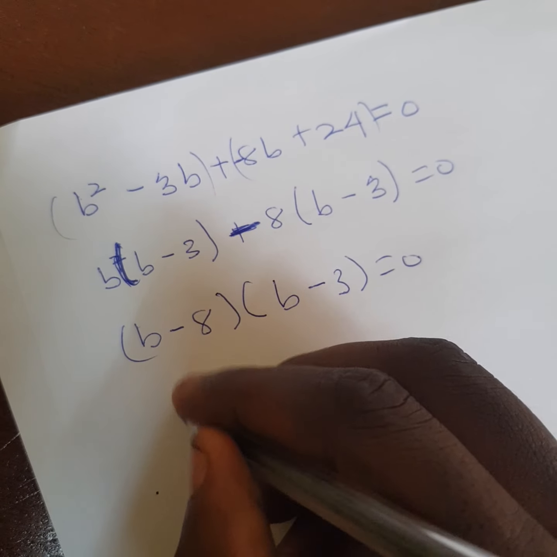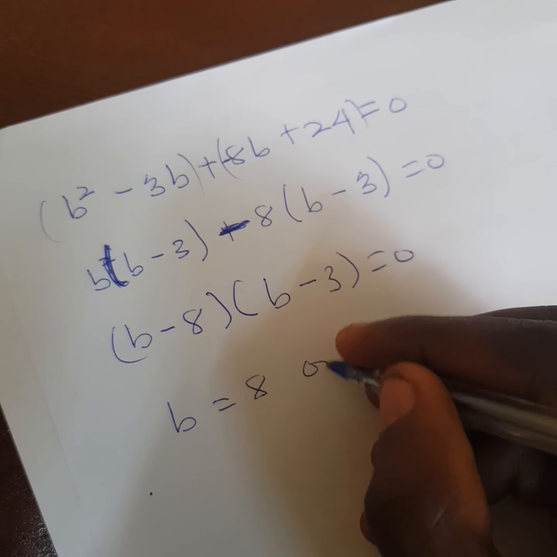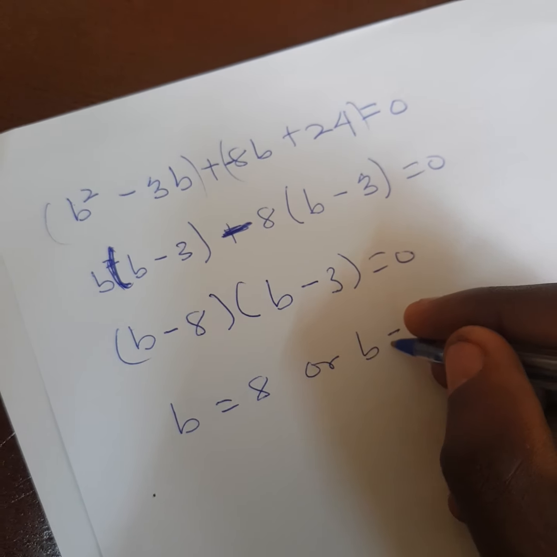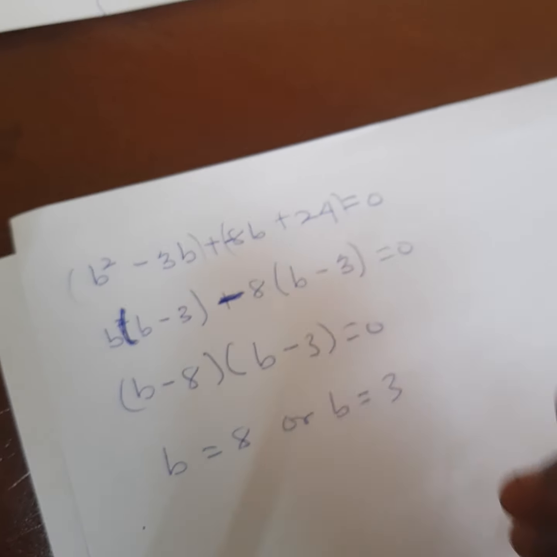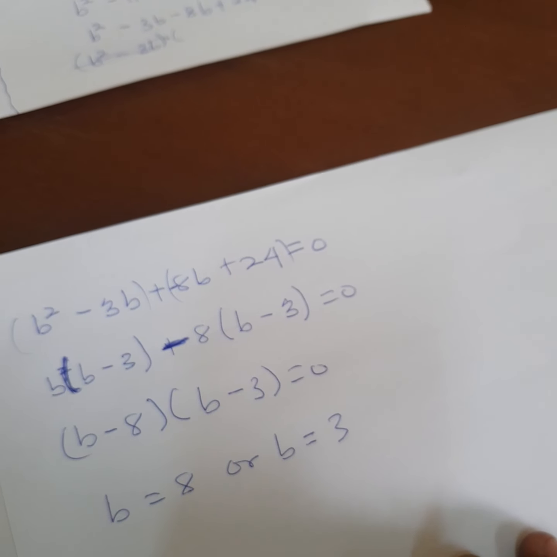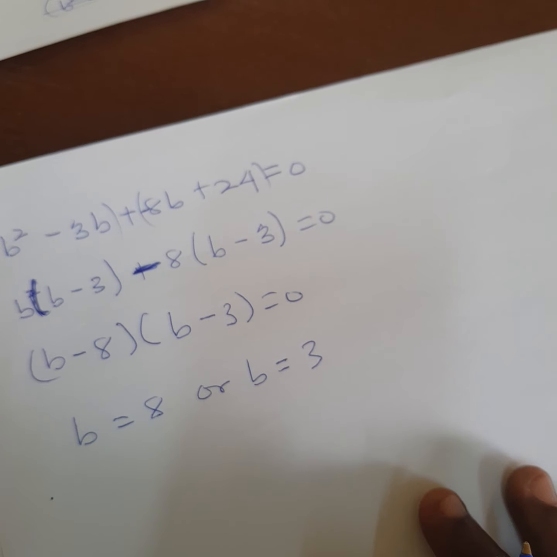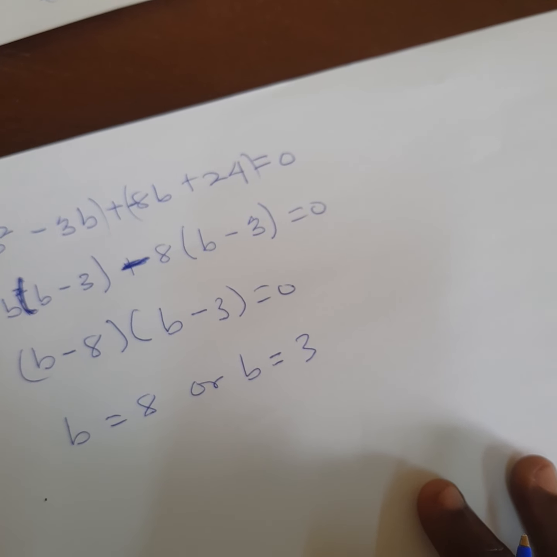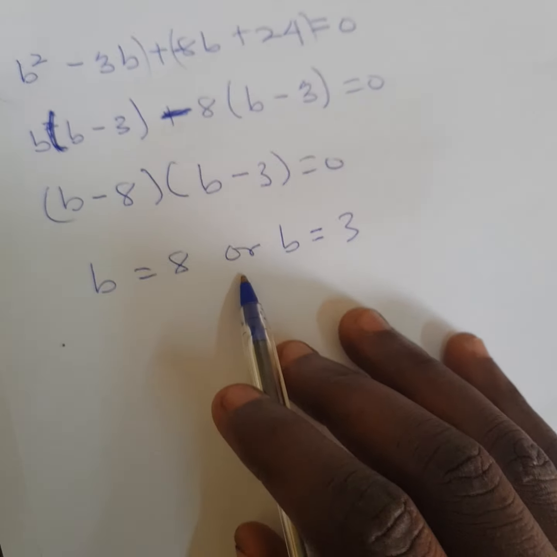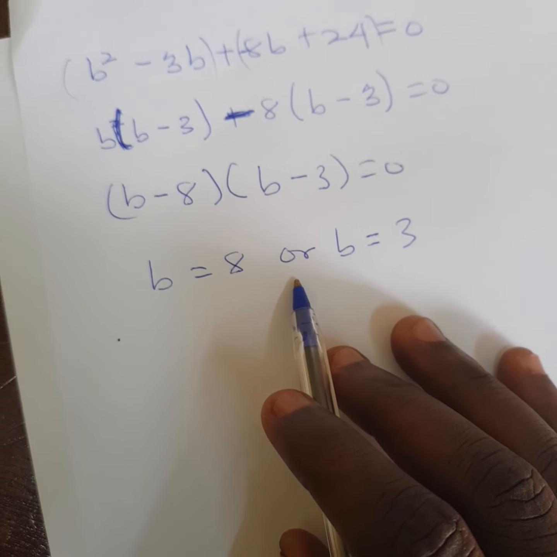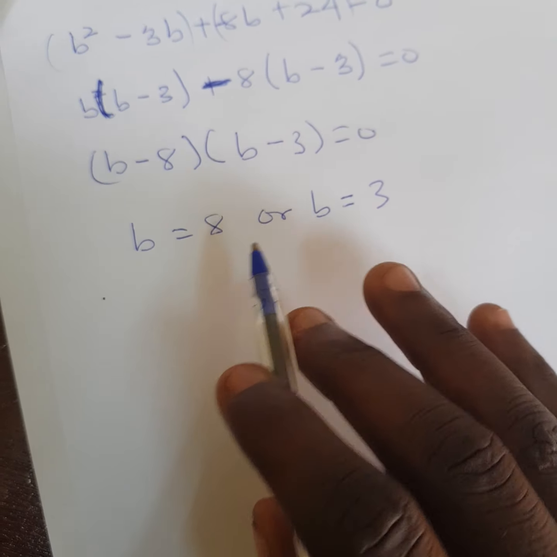So this will be b equal to 8 or b equal to 3. And we realize that this was a simultaneous equation we solved to get this. And so we have to go back to the simultaneous equation and find A. We have gotten B.